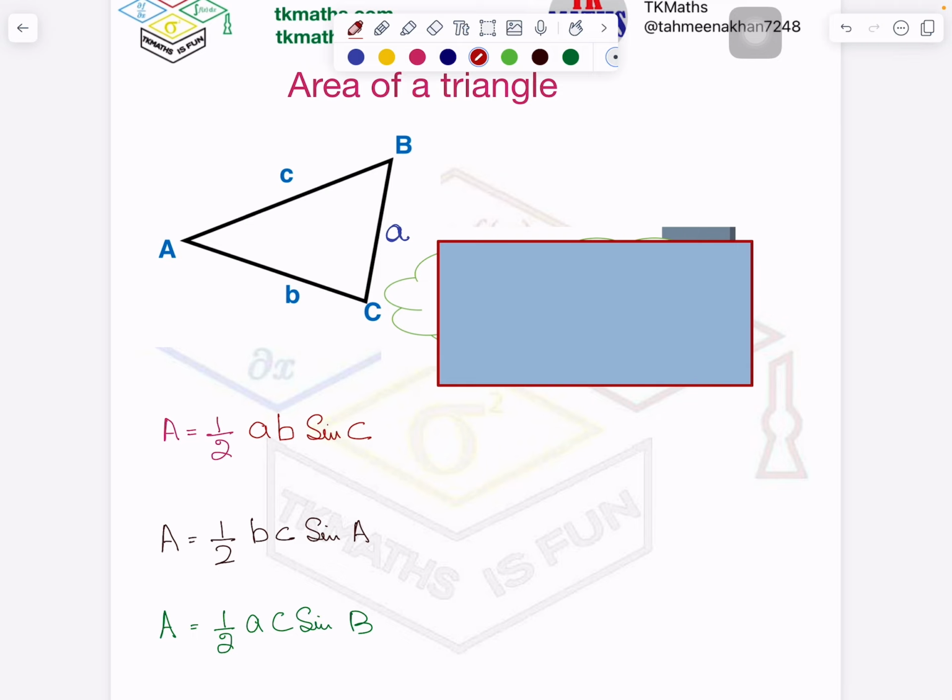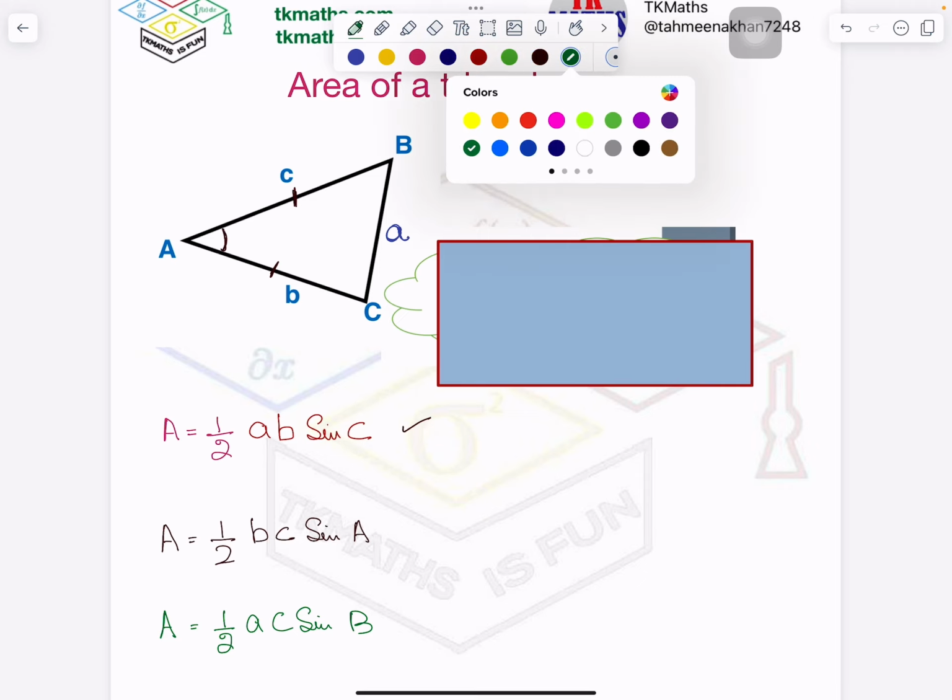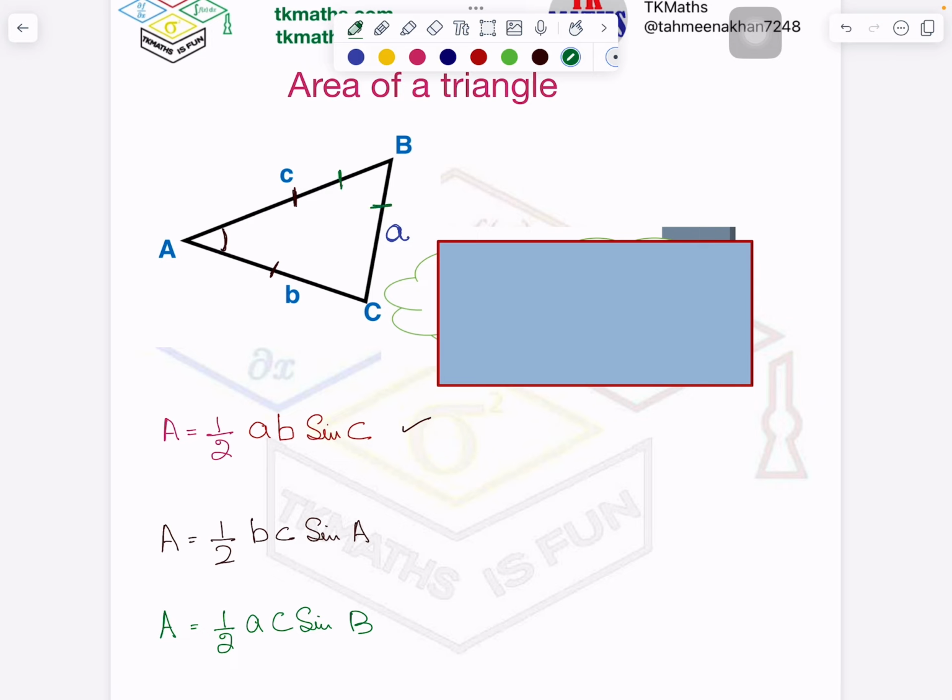Okay, so now if you see here in the first formula, I'm talking about these two sides, AB, and I'm saying angle C, right? Now if I see the next formula I have taken, half BC, now I'm talking about this side and this side, and I'm saying sine A, I'm talking about this angle. If I look at the last one, which is half AC, it means I'm talking about this and this, A and C, and the angle is this.